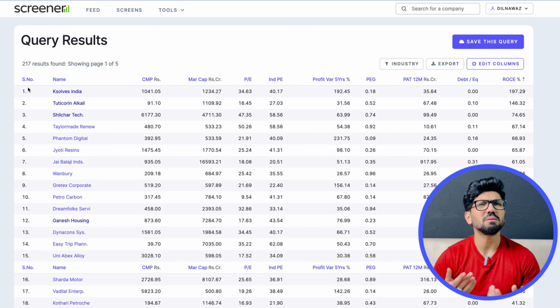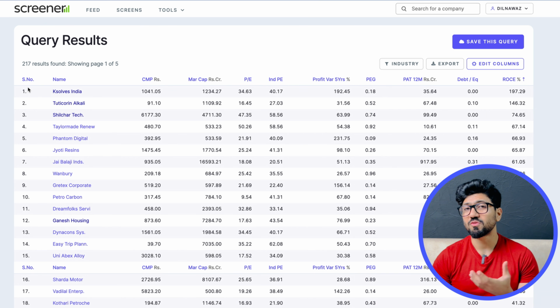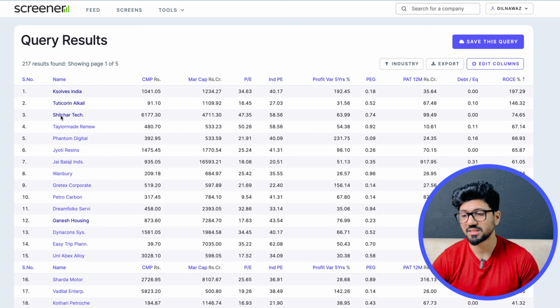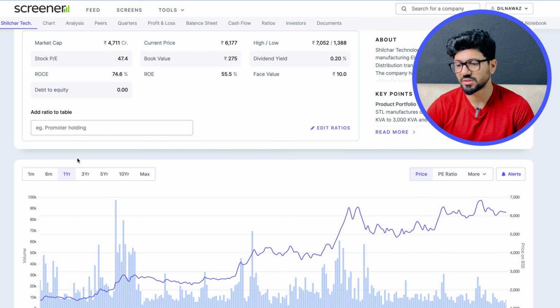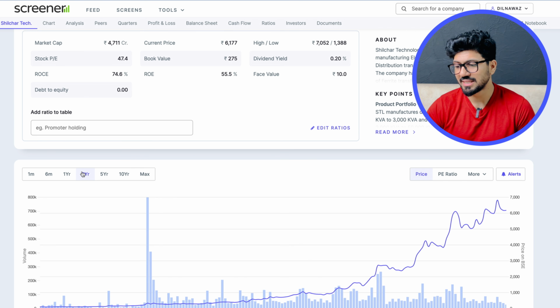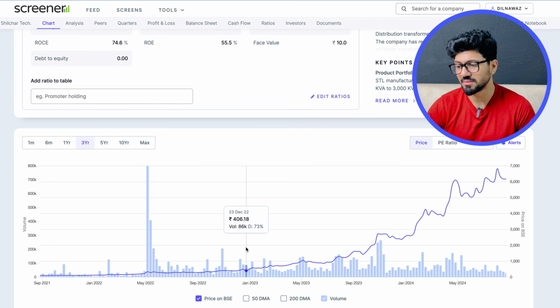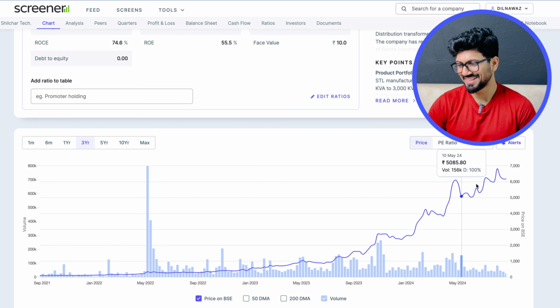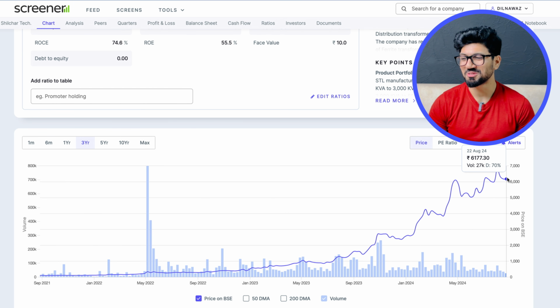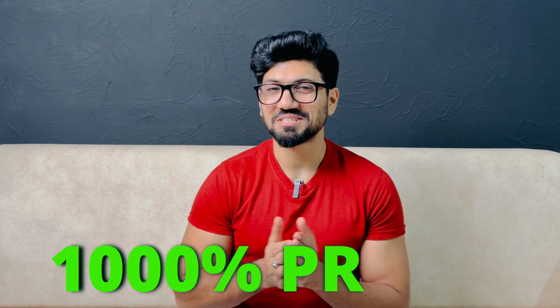Now let's randomly pick one of the companies and see what would have happened if we had invested in that. Let's pick this one and okay, I'll just scroll down and go to 3 years. Okay, so let's say we had invested last year in this company in the month of January. So the price was approximately 590 and within a year this stock jumped to 6,000. So almost from 600 to 6,000, a 1000% profit.